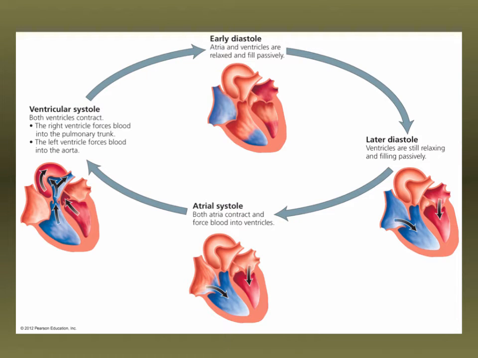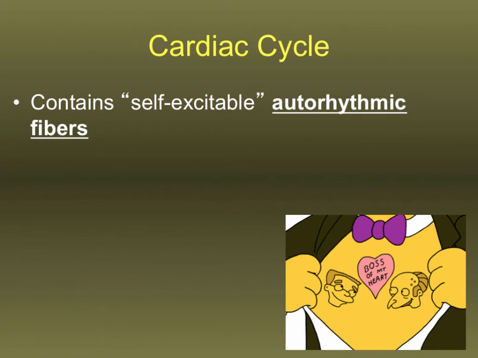All right, so this image, fairly similar. Again, early diastole, and both atria and ventricles are relaxed and they're filling up. Later in diastole, the ventricles are still relaxed, but the atria are going to be contracting. So a little bit later on, atrial systole, again the atria are contracting, blood's going into ventricles, and then ventricular systole is when both ventricles contract and force blood out to the lungs and to the systemic circulation respectively.